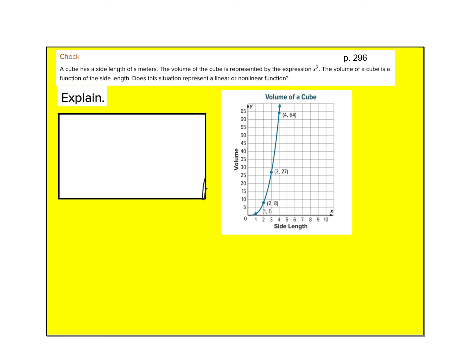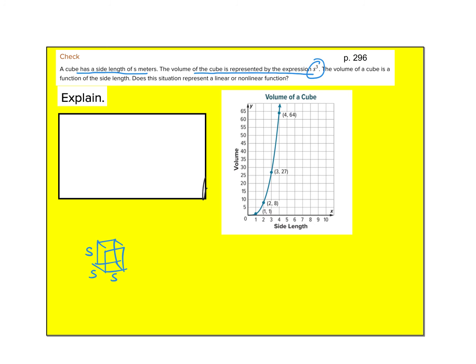Okay, let's try the check. It says a cube has a side length of s meters. So think about a cube here. Looks something like this. And it says the side length is s. So if that side's s, so is this side, so is this side. Cubes all have the same length. It says the volume of a cube is represented by the expression s cubed.